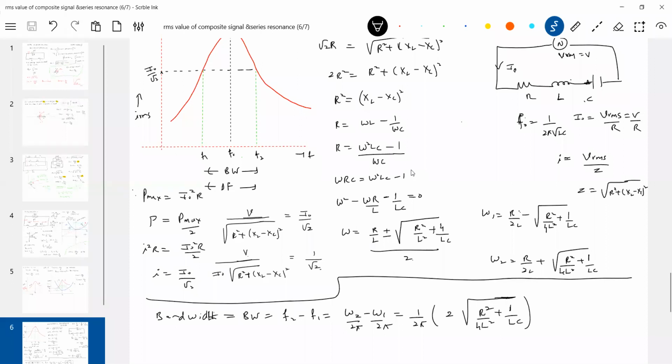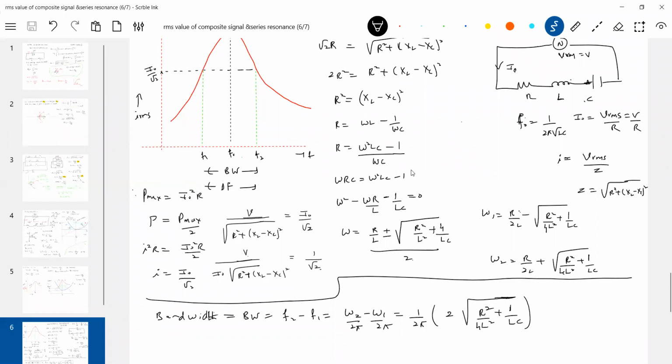Omega 1 as under root R square by 4L square plus 1 by LC minus R by 2L, not the other way around. And omega 2 is then this much. Then minus of this. Why is this? There's a magnitude, no? This omega 1 is some value that depends on this one. Yes, sir, but the expression you wrote gives a negative value there. We cannot subtract then. No, omega 2 minus omega 1, I'm doing this. Minus of minus will become plus.